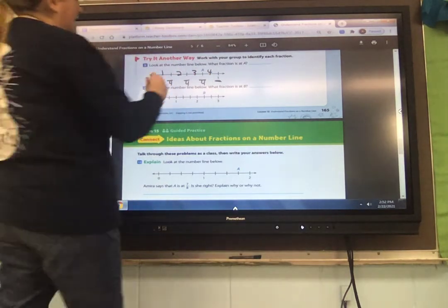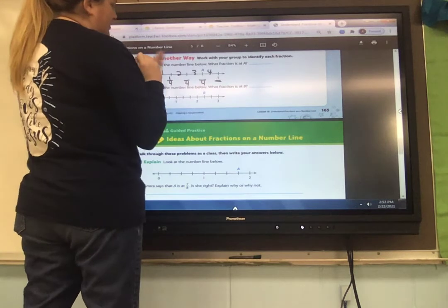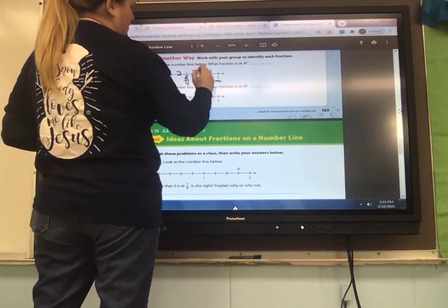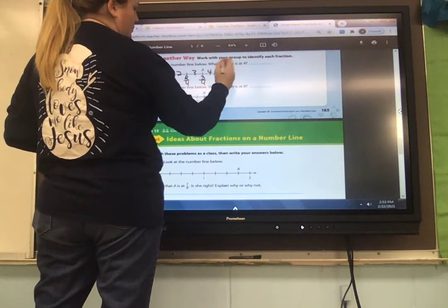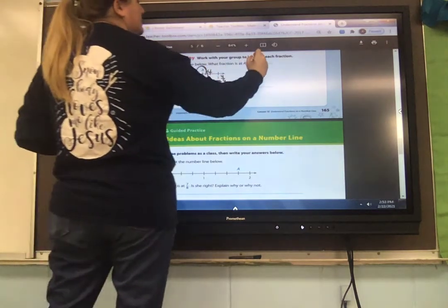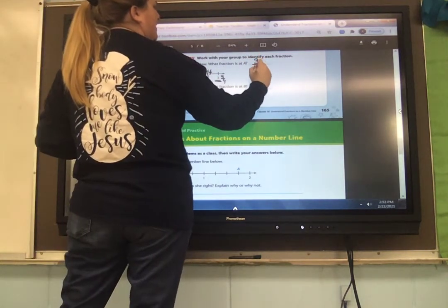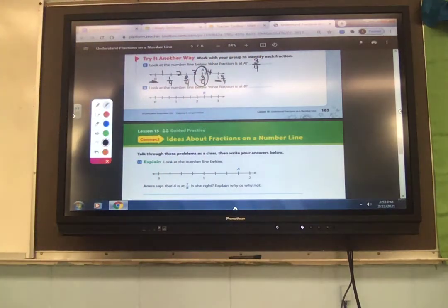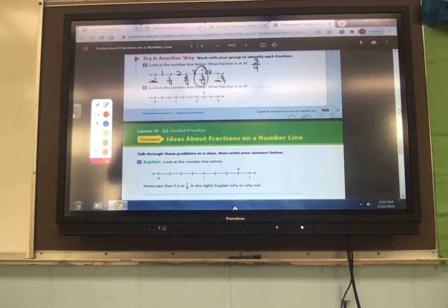The first line would be 1 out of 4. The second line would be 2/4, 3/4, and then 1, of course, would be 4/4. A is on 3/4 because it's the third section out of 4 total sections.